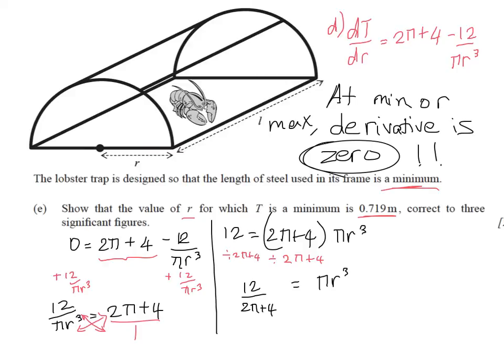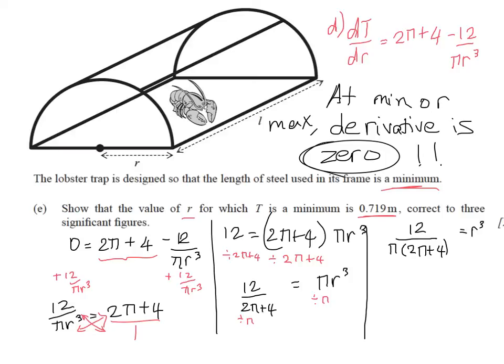We are getting warmer. I want to get that pi away from the right side. So I'm just going to divide by that pi on both sides. And we get that r to the third is equal to 12 over pi, the pi that we just divided by, 2 pi plus 4.